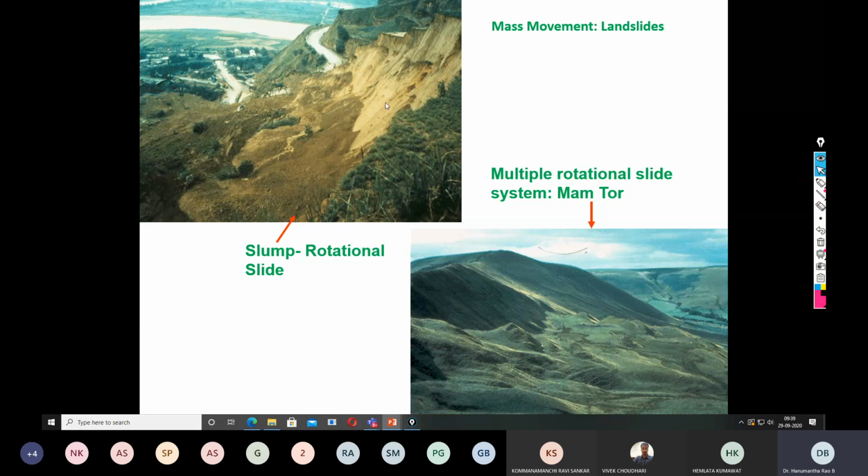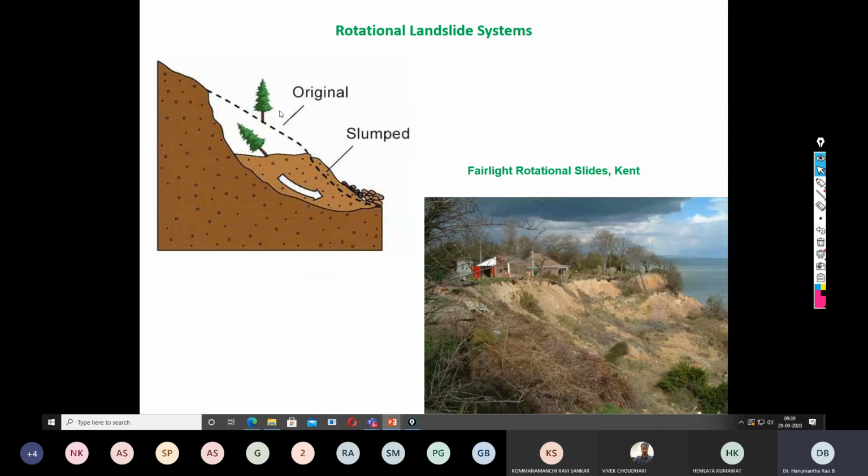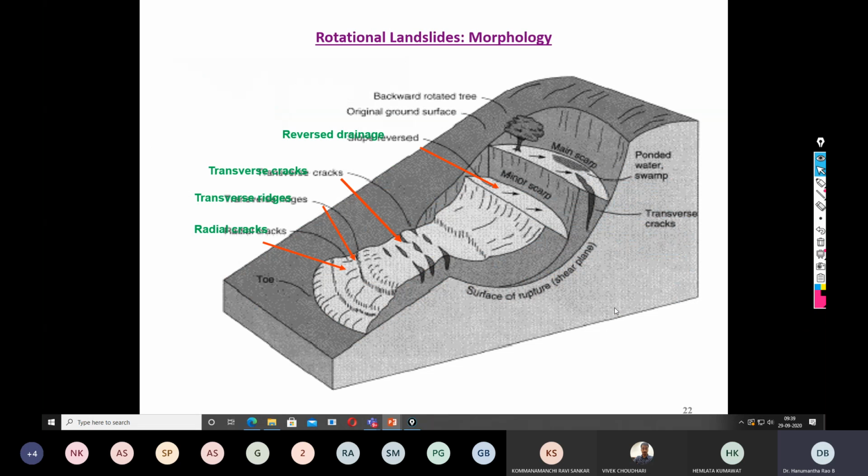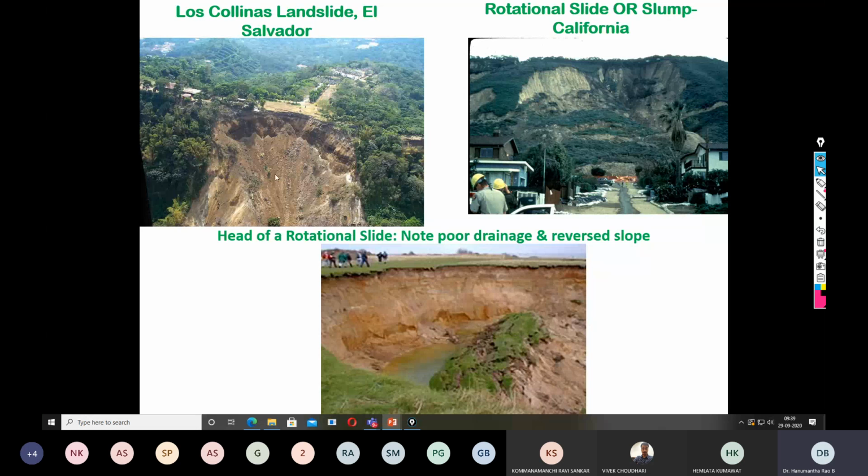And this is rotational. In the case of rotational, we could see formation of a particular curved shape. You can see here, this is the best example depicting what a rotational slide is. This is the original shape and this is the slumped one. This is also rotational, and this is a rotational landslide. You can see all curved surfaces. And this is a landslide, this is a rotational landslide, and this is also rotational.